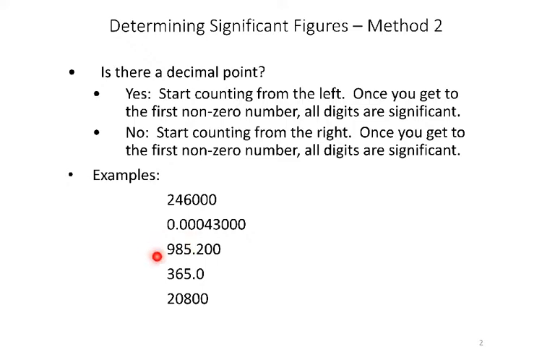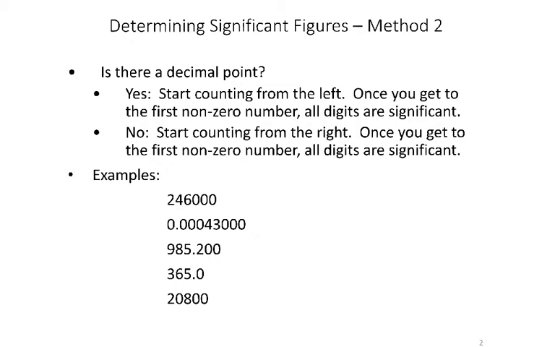All right, again, method 1, when I look at this number, these are trailing zeros, but there is a decimal place, so they are significant. So this number has 1, 2, 3, 4, 5, 6 significant figures. Method 2, yes, there's a decimal place, so I start counting from the left. The first number is a 9, it's not 0, so the 9 and everything after it are significant. So this number has 1, 2, 3, 4, 5, 6 significant figures. Same thing for this number. I have a decimal place, so trailing zeros are significant, so this number has 4 significant figures. Or, second method, there is a decimal point, so I start from the left, the 3 is significant, 1, 2, 3, 4 significant figures.